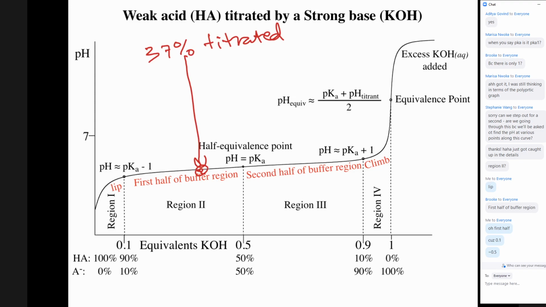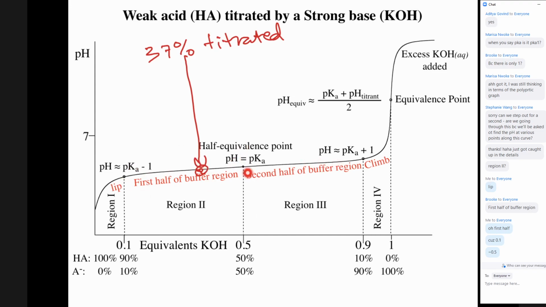Okay, so why not the second? It takes 100% to fully get here. So if I've only gone 37% of the way, I haven't gotten to 50%, the halfway point. So the first half of the buffer region is before 50%. The second half of the buffer region is after 50%. So this is basically, the lip is about the first 10%. Technically, it's like the first 9%. The climb is the last 9%. And this buffer region is the middle 80.